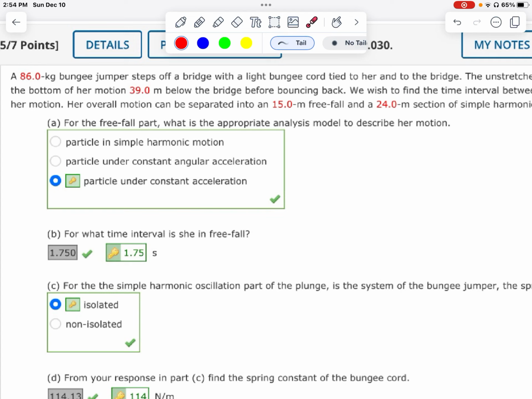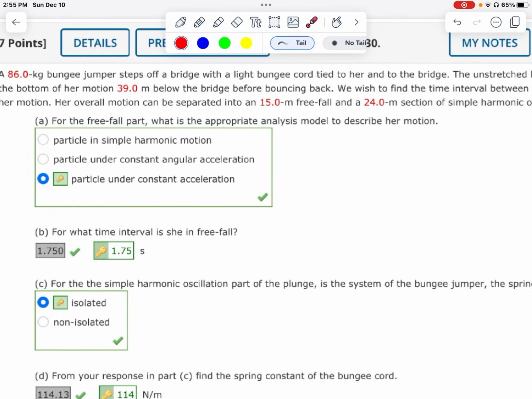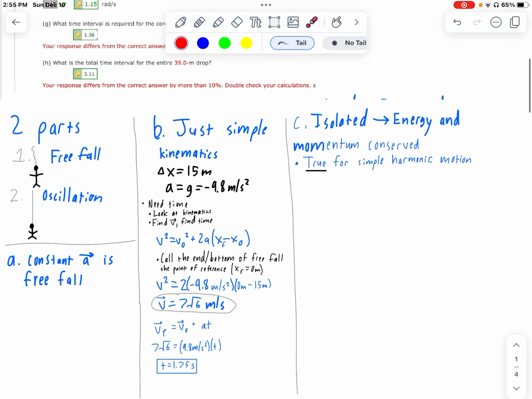Okay, for part A, they ask us what is the appropriate analysis model to describe her motion for the free fall part. So part C is correct. It's a particle under constant acceleration because for simple harmonic motion, we're just thinking of things as particles and not like the system with center of mass and all that stuff that we learned about this year. And we know from physics honors that constant acceleration is considered free fall.